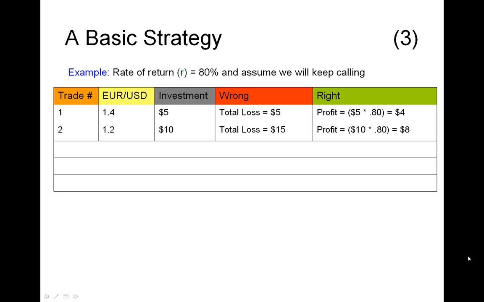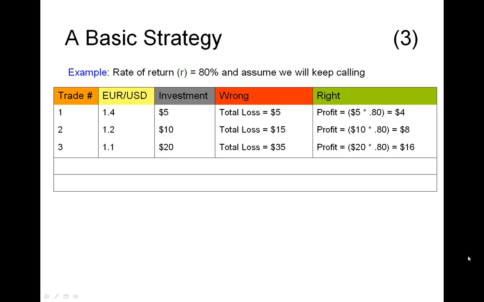Now, supposing the second trade had gone south as well, our total loss in this case is $15: $10 from this particular loss and $5 from the first loss. Now let's say we got it wrong again, and so we make another trade. Now this time the current value is 1.1 and we still think that the value is going to go higher. So we continue to call, except this time we invest $20.